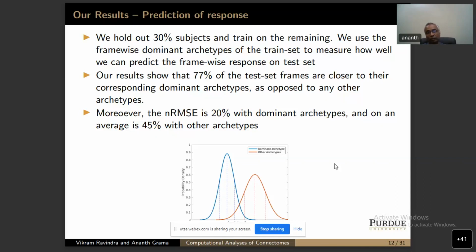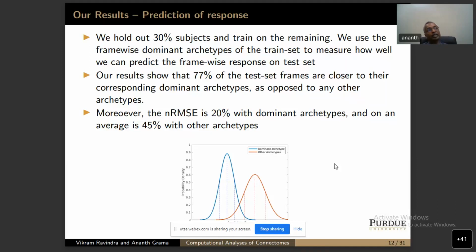So in this experiment, we hold out 30% of subjects and train on the remaining. We use frame-wise dominant archetypes of the train set to measure how well we can predict the frame-wise response on the test set. In other words, can I predict how you are going to respond to a particular scene is what we're talking about. So here we show that 77% of the test set frames are closer to the corresponding dominant archetypes as opposed to any of the other archetypes.